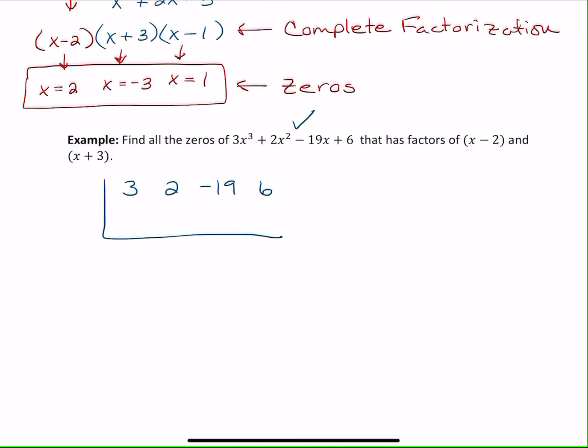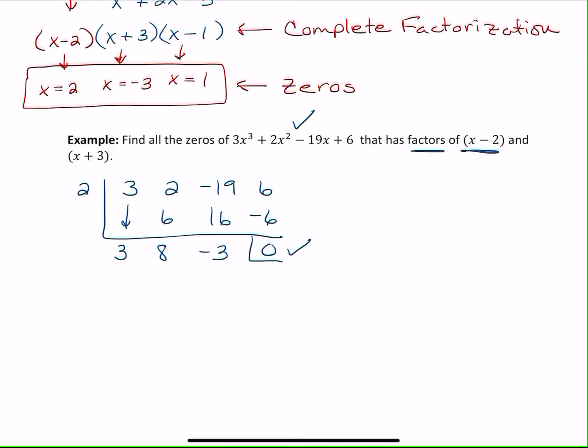And let's start with x minus 2. So I'm going to have an x equals 2 on the outside. So I'm going to bring the 3 down, multiply, add, multiply, add, multiply, add. And they told us they were factors, so your remainder needs to be 0. If it's not 0, you did some of your math wrong somewhere.